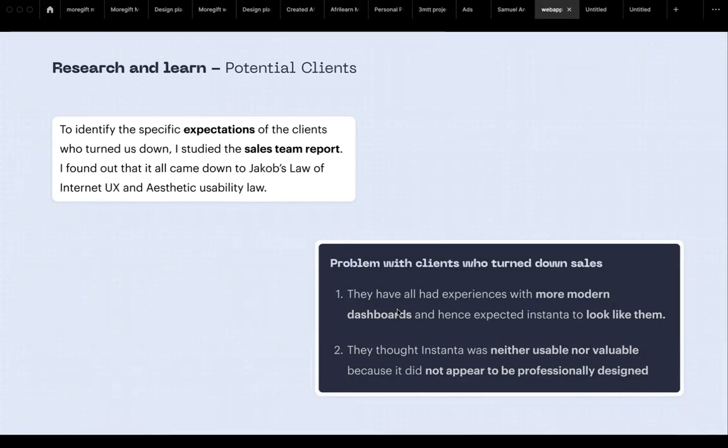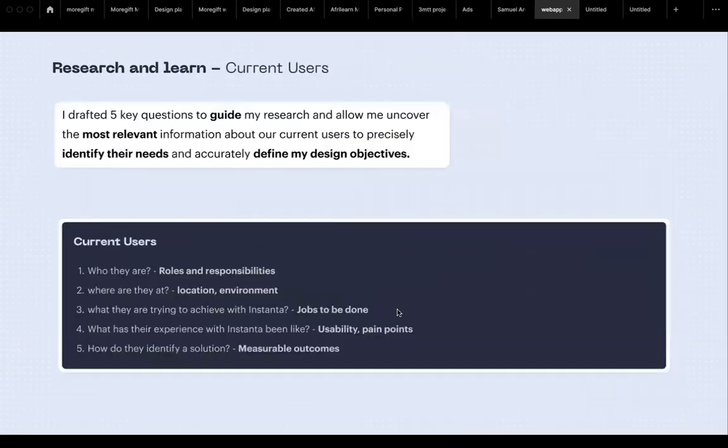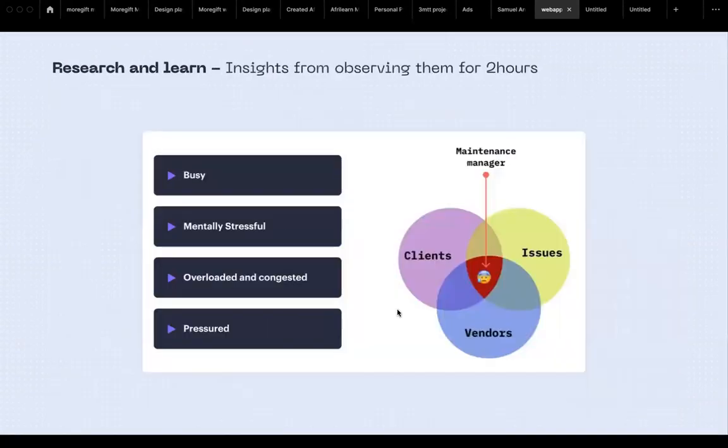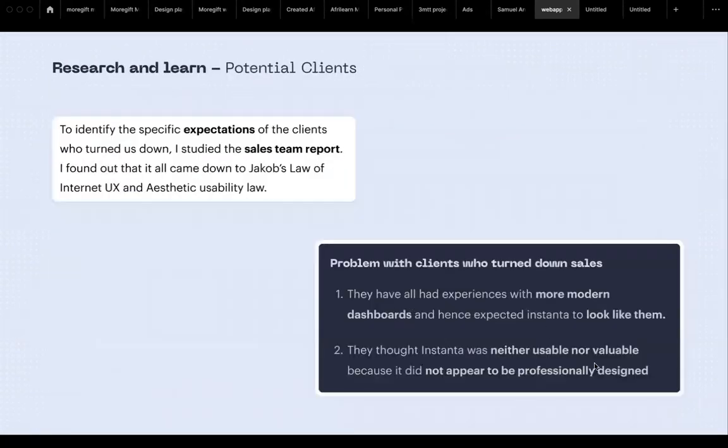So the problem with the clients who turned down sales, they have all had experiences with more modern dashboards and hence expected Instantly to look like them. And they thought Instantly was not usable because the app was looking ugly. Yes, because it was looking ugly, they felt it would be difficult.